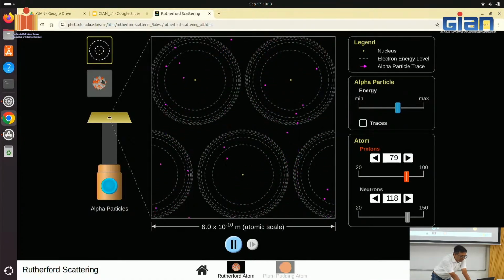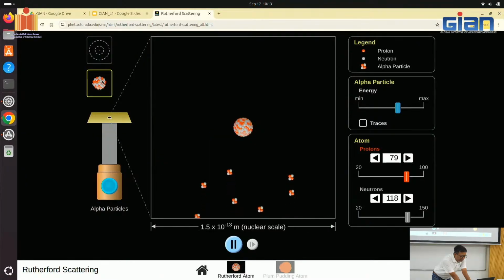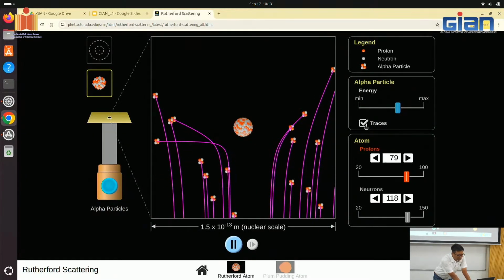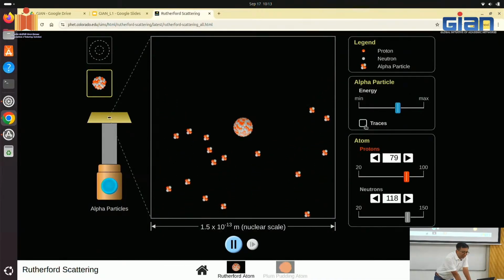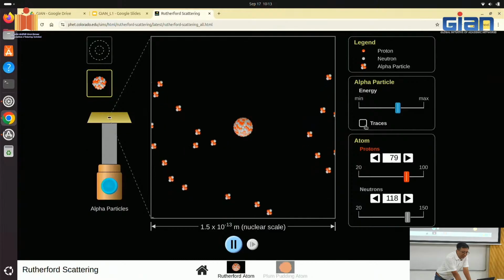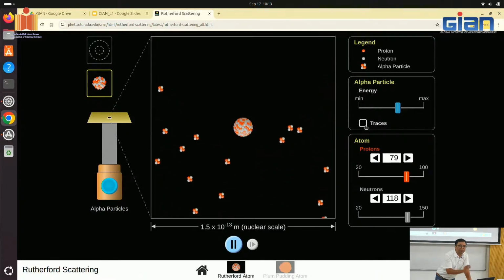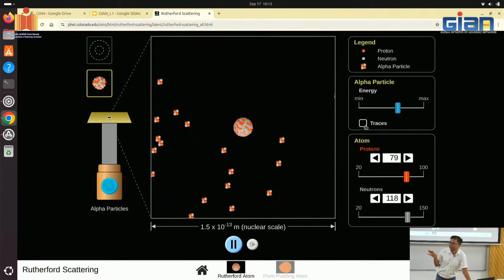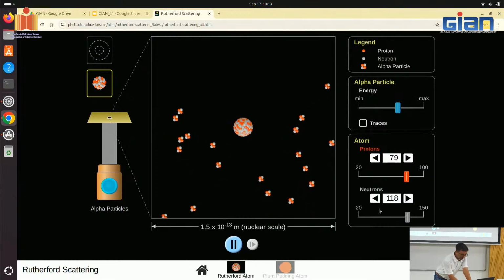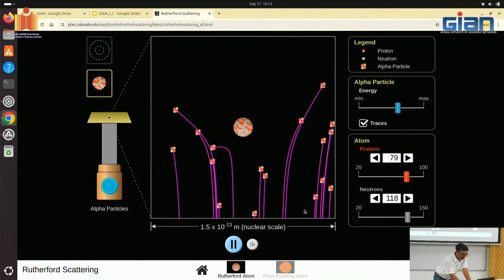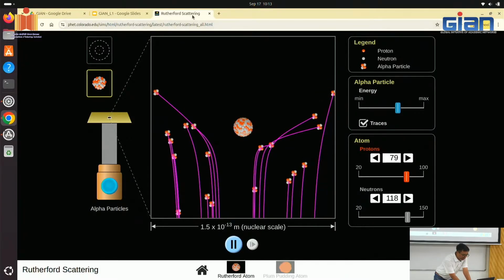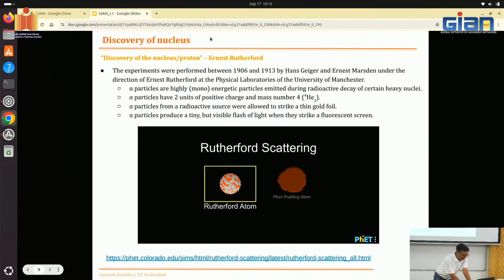And actually, this is the atomic scale, and you can go to a nuclear scale, and you can put the traces. Just observe the trajectory. We'll come to it in a moment. So you can see how they are getting deflected. This is a very zoomed up picture of it. Okay, just observe the trajectory for a while. So anyway, coming back to our lecture.